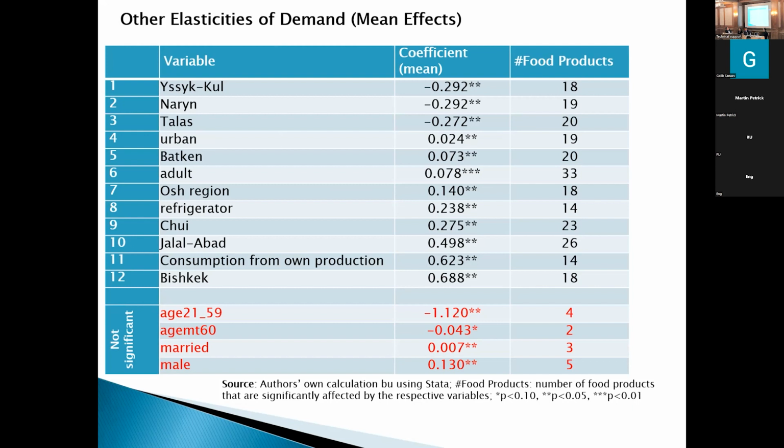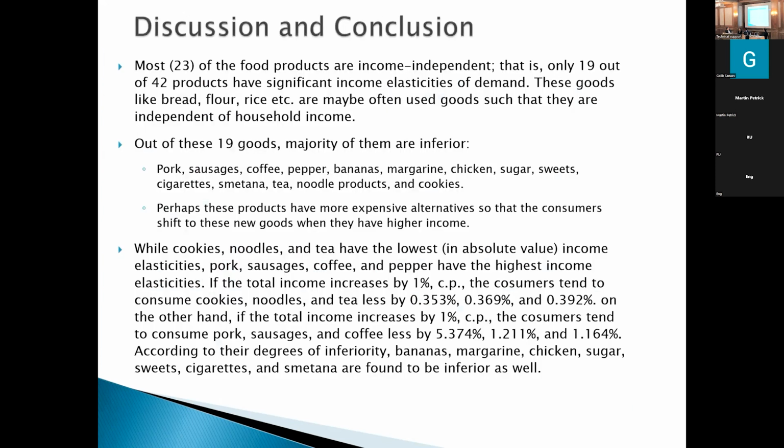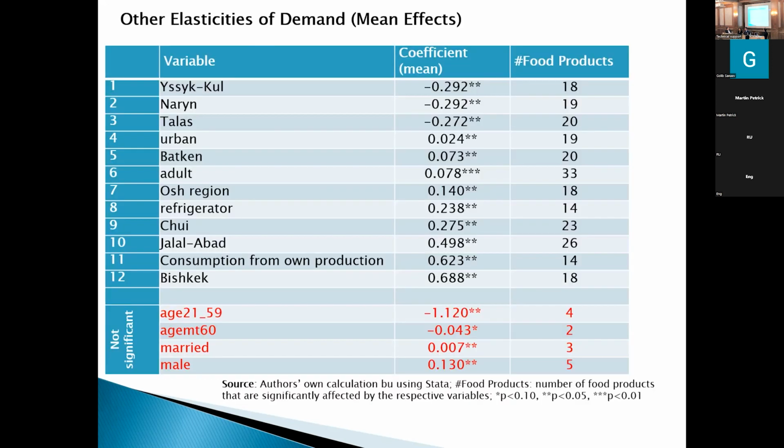Here, urban consumers normally have a higher consumption level. Households with more adults have higher consumption again, and having a refrigerator also means higher consumption. Lastly, the dummy variables, the two age dummy variables, the marital status and the gender have no significant impact on food products. Okay, thank you very much.